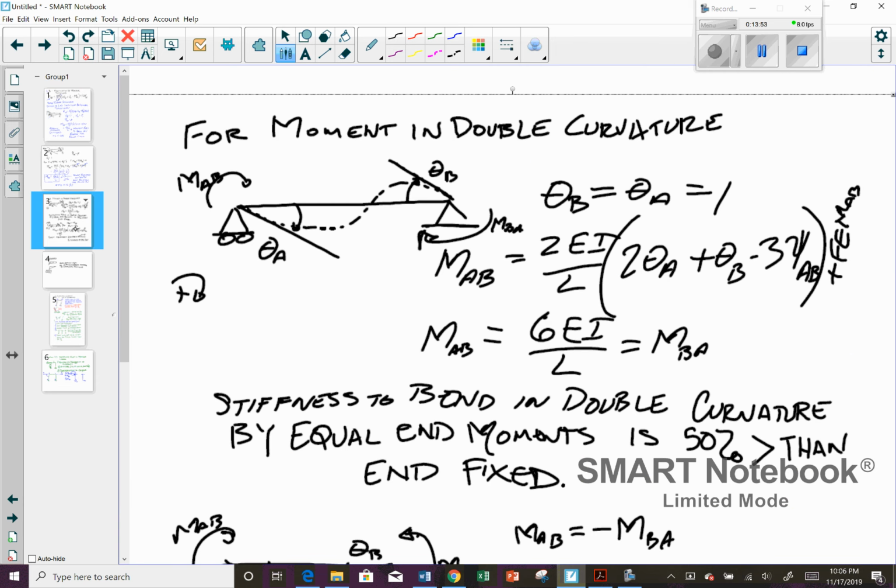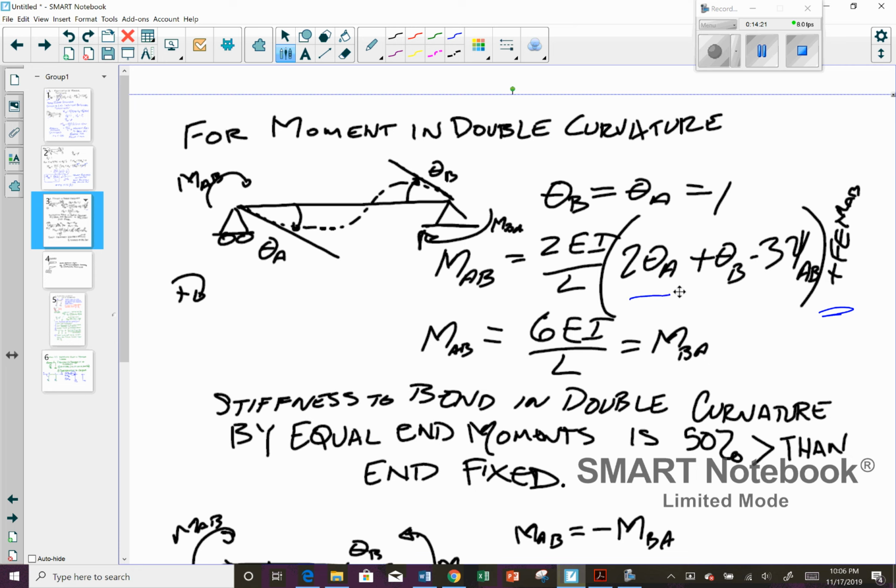I'm not going to walk through all these because you guys can play this back. But for a moment in double curvature, what would you expect? If you were causing double curvature and it's going to be symmetric, a pin and a roller, you're rotating a unit rotation here, and you're going to have a unit rotation here. To get it in double curvature, obviously they're going in the opposite direction. There's no loads on here, so looking at this, the fixed end moment is going to be 0.